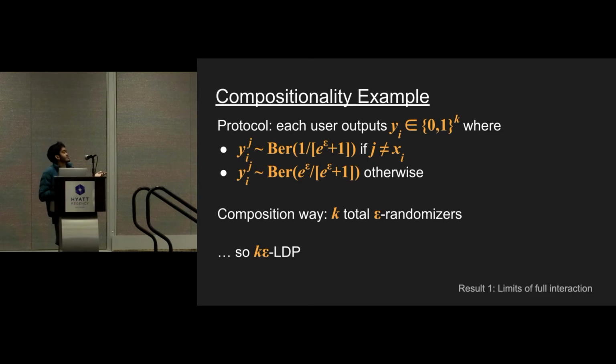So you can analyze this in two ways. One way is just by composition, because for each bit, you can think about it as an epsilon randomizer. So when you think about it that way, there's k total epsilon randomizers. So you can just add up the privacy guarantees by composition. It's k epsilon locally private.